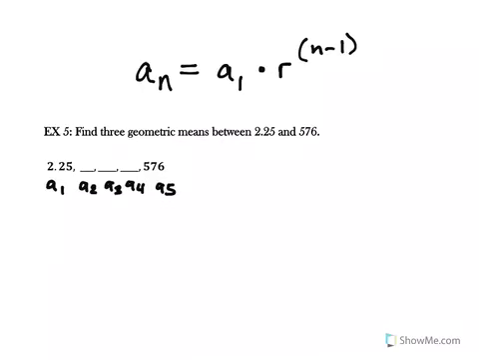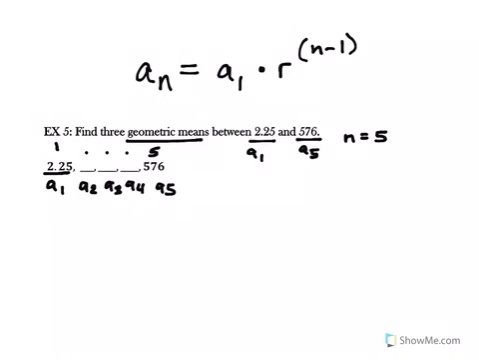In this video, we're going to find the geometric means between 2.25 as a sub 1. We see here a sub 1, our first term, and 576, which we see if this is our first term, then we have our second term, third term, fourth term, and fifth term. So this is a sub 5, where n is going to be equal to 5, or our last term there.